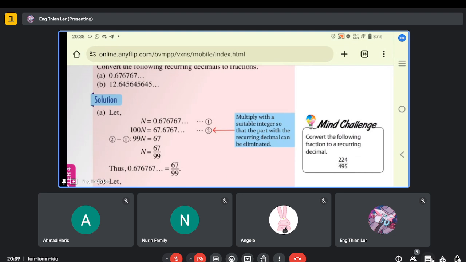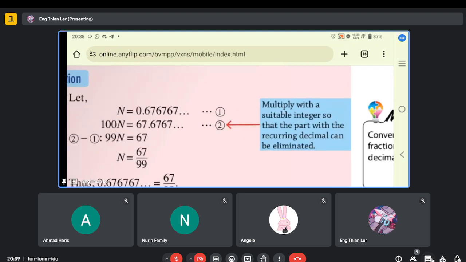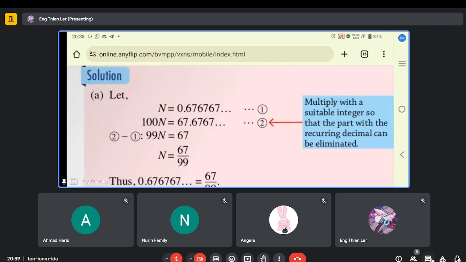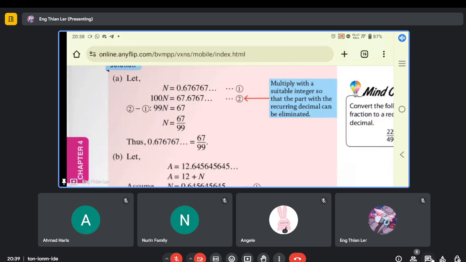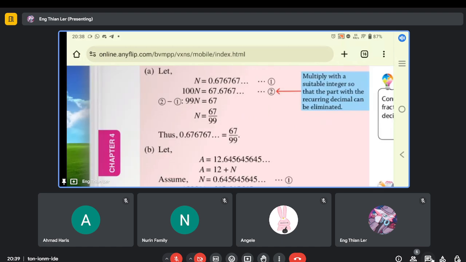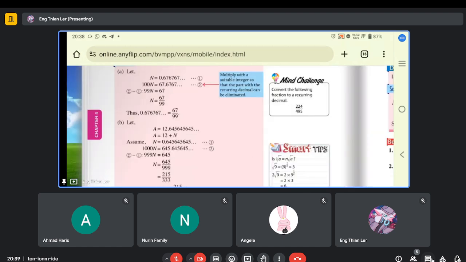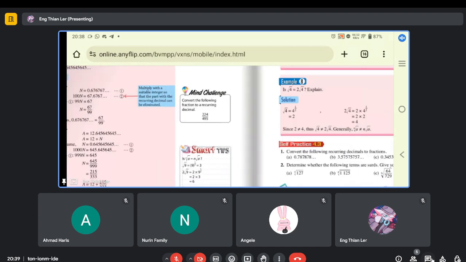So when you do 2 minus 1, we get 99n equals 67, and then solve for n, which is 67 over 99. Thus, 0.6767 equals 67 over 99. If you type this in the calculator, you will actually get this. So now, I will do some examples.